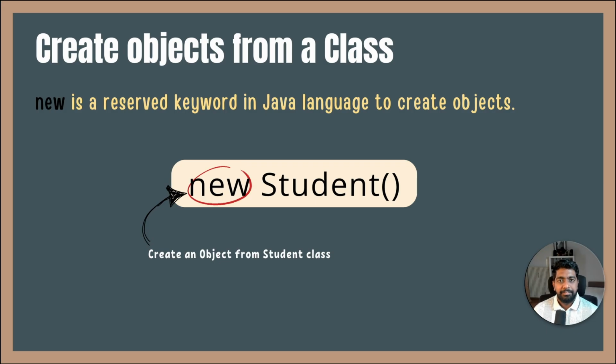This new keyword is a reserved keyword in Java which can create objects out of a class. When you create objects, it has all the attributes and behaviors or methods defined in that class. You can create as many objects as you want in your application. So for example, here I have represented how to create an object using a student class.